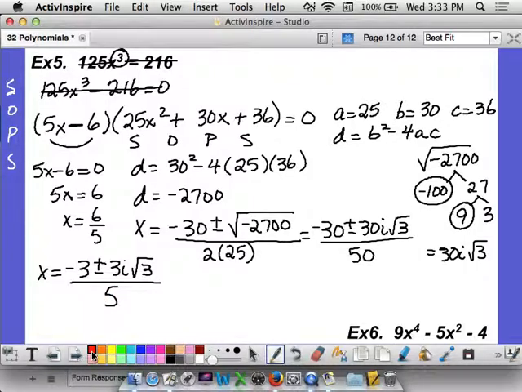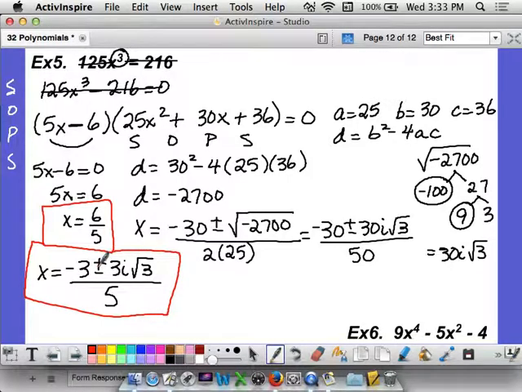And here are my 3 answers. Here's 1, and here's the second. And the third. Plus or minus, that's 2, and then that's the third one. So those are my 3 answers.